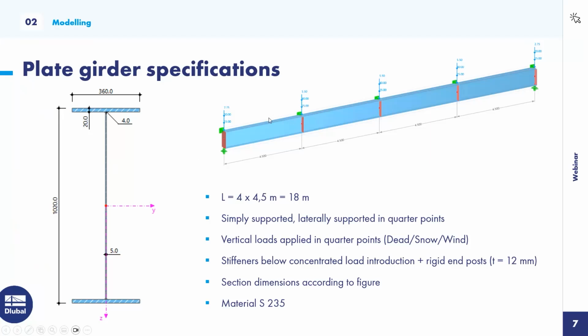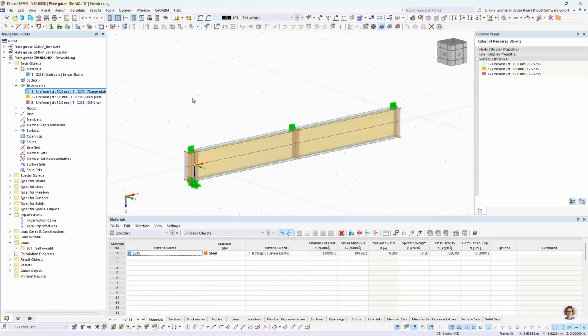Maybe one look back to the task description. Yeah, here we can already see that we have concentrated loads, 3 different loads here above the endpoints and the quarter points. The first one represents dead weight. The second one comes from snow, and the third one comes from wind pressure. So these I want to define separately for those 3 load cases. So maybe we start with the definition of the dead load here in the first case.